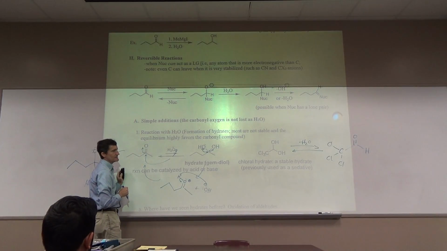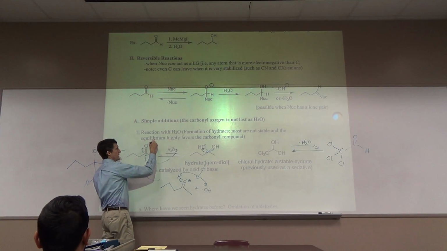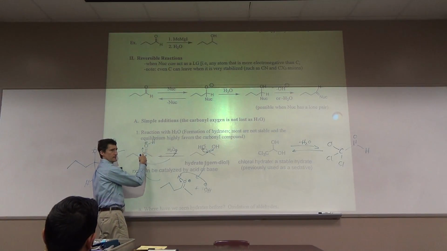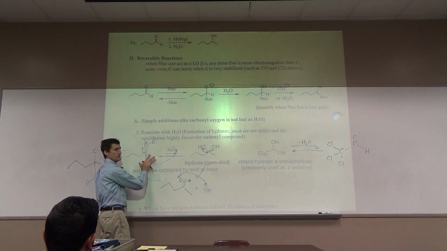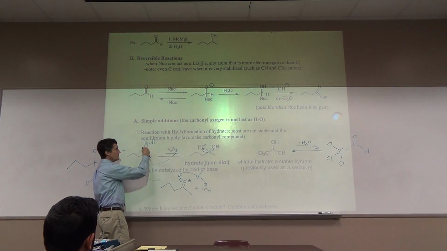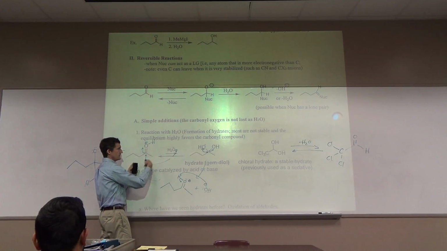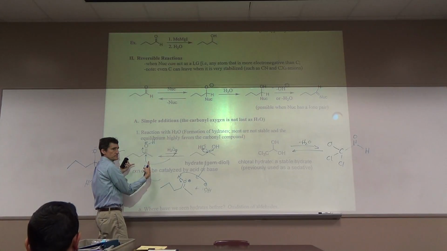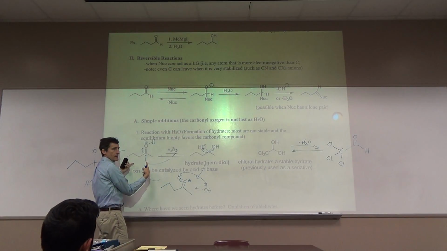Yeah, but that's not really assessing the equilibrium though. For example, I can make this carbonyl more reactive by protonating it with an acid catalyst. But we know that acid catalysts don't affect the equilibrium. So I can make this carbonyl more reactive. That's not going to change the equilibrium. You see what I'm saying?